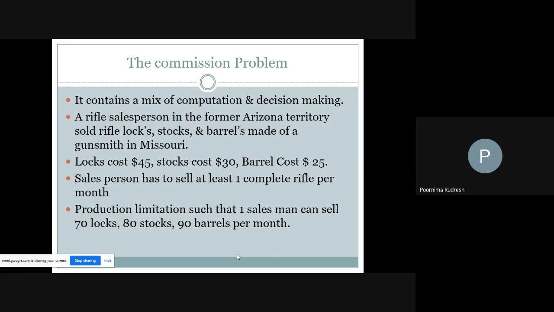Along with that, a production limitation is also given. What is the production limitation? One salesman can sell a maximum of 70 locks, 80 stocks, and 90 barrels per month. That is the limitation for the salesperson. Even though he is capable of selling more than 70 locks, he can't. Why? Because only 70 locks are available for the month. So in a month, a salesperson can sell at most 70 locks, 80 stocks, and 90 barrels.